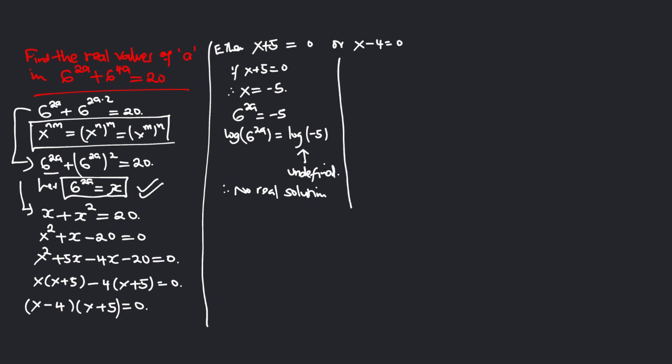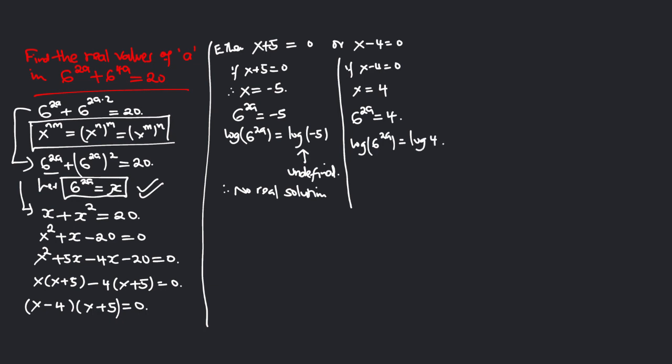We want to try the other bit where x minus 4 is equal to 0. If x minus 4 is equal to 0, it means that x is equal to positive 4. Again, remember, we let x be equal to 6 to the power of 2a, and so we can say that 6 to the power of 2a is equal to 4. Now, if we take the logs of both sides again, we will have log of 6 to the power of 2a being equal to log of 4.